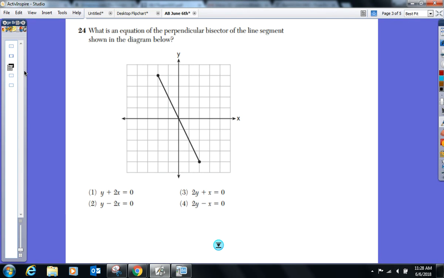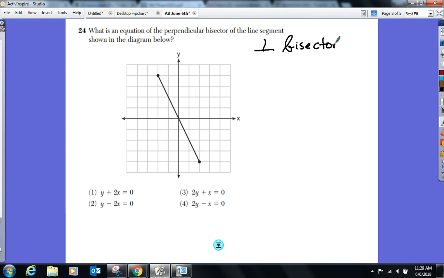What's the equation of the perpendicular bisector of that line? Okay, sure. All right, here, perpendicular bisector. Let's start talking about the perpendicular part. It's got to be perpendicular to that line segment.